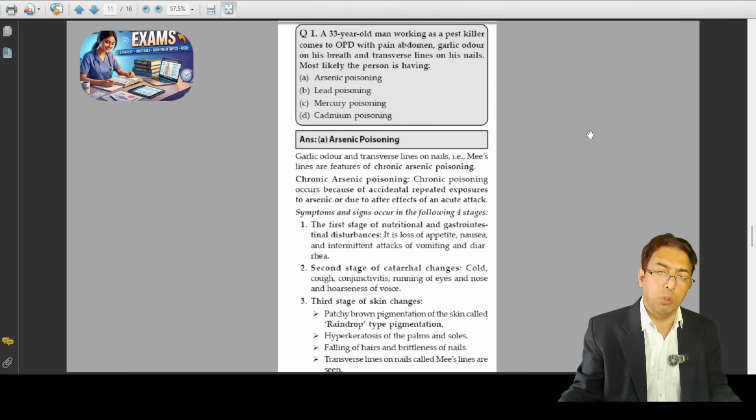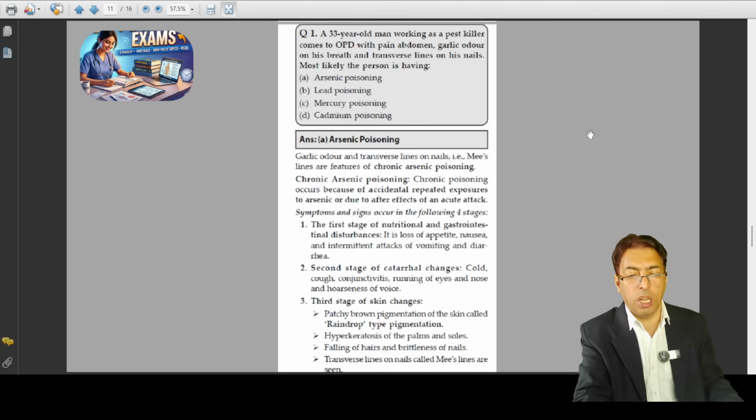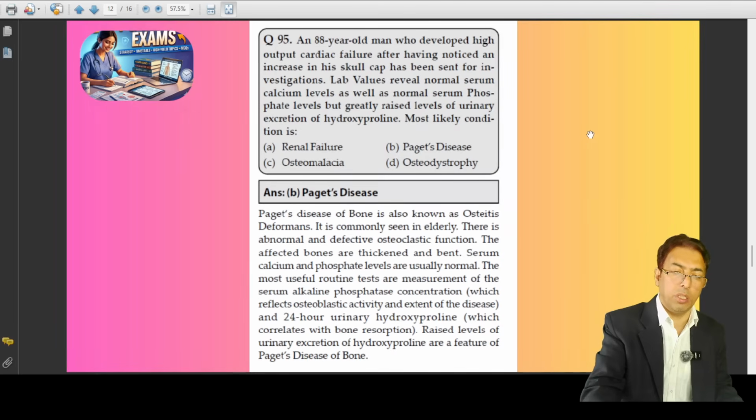The clues are there: pest killer, pain in the abdomen, garlic odor, transverse lines on his nails, and this is a classical feature of chronic arsenic poisoning. So remember chronic arsenic poisoning. It's a very important question. Remember Mees lines, remember raindrop pigmentation of the skin, and all these transverse lines on the nails.